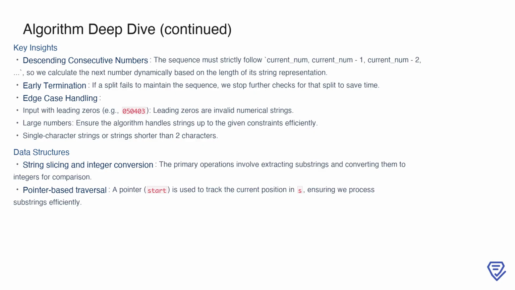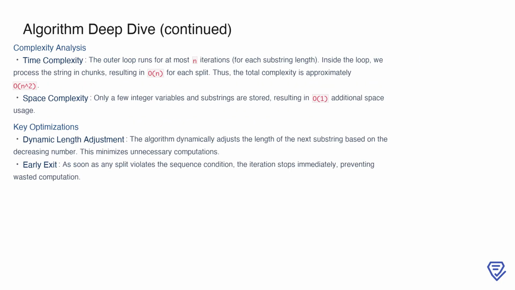The algorithm primarily uses string slicing and integer conversion to compare values, while a pointer efficiently tracks the current position in the string. Analyzing the complexity, the outer loop runs at most n times, as we attempt splits for each possible starting substring length. Within each iteration, processing the remainder of the string involves linear operations. This results in an overall time complexity of n squared. Space usage is minimal, requiring only a few integer variables and temporary substrings, leading to O(1) additional space usage.